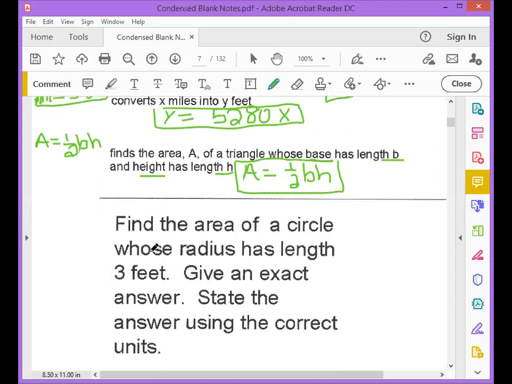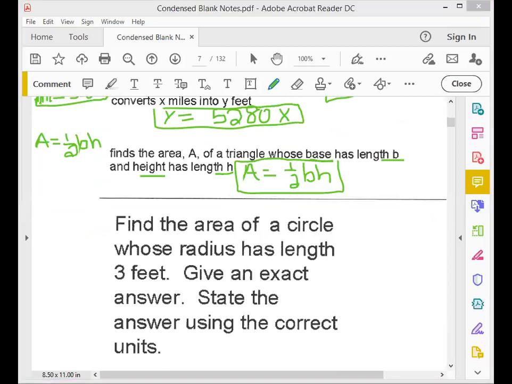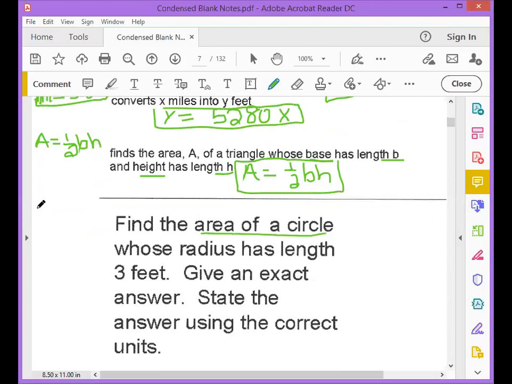Find the area of a circle whose radius has length 3. Give an exact answer. State the answer using the correct units. Now, when we say exact answer, we mean keep our pi symbol. We won't estimate a value of pi. The formula to find the area of a circle is pi times radius squared. So it's pi r squared. Now, we're told the radius is 3 feet. So for the radius, we're going to substitute 3.